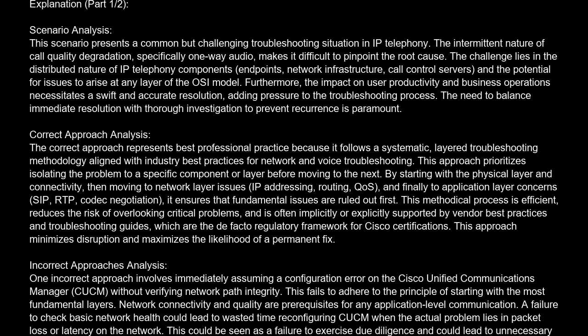The correct answer is D. Analyze quality of service (CoS) configurations on network devices, and examine RTP stream quality metrics within Cisco Unified Communications Manager (CUCM) traces for affected calls.